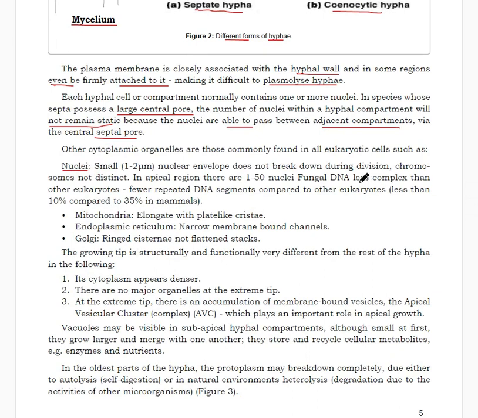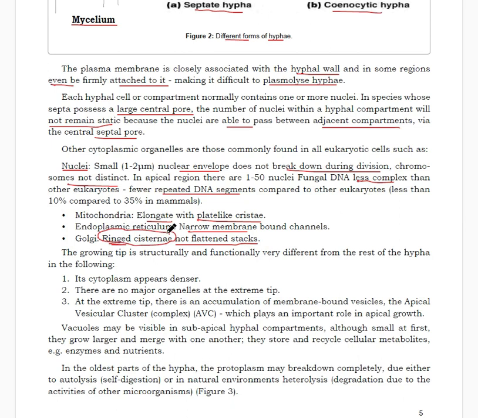So fungal DNA has less complexity than other eukaryotes. There are fewer repeated DNA segments compared to other eukaryotes. Then the nuclear envelope does not break down during division. In other eukaryotes the nuclear envelope breaks down during division, but here it does not happen. Chromosomes are not distinct. These are well known characteristics we need to know. Then mitochondria are elongated with plate like cristae. Endoplasmic reticulum consists of narrow membrane bound channels. Golgi are ringed cisternae; they are not flattened sacs.